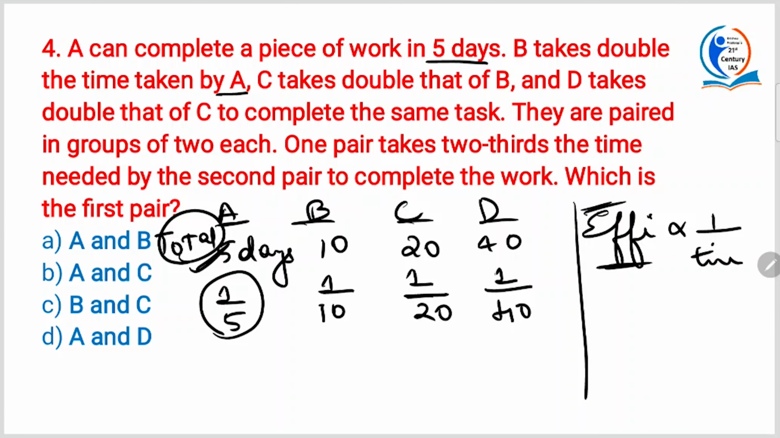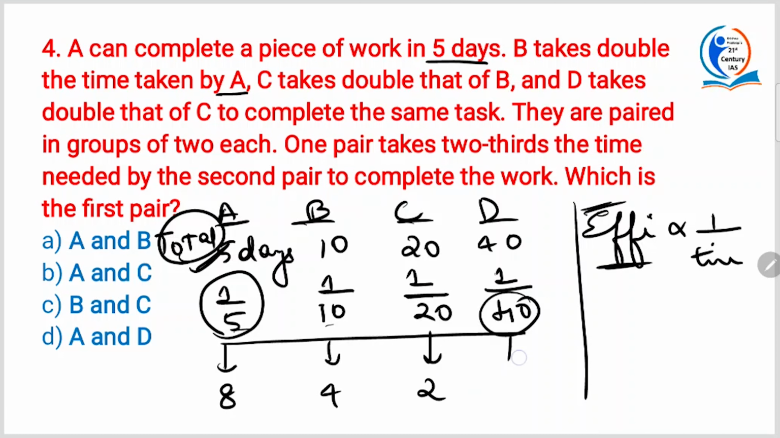So, to make it easy for the fractions to be comparable, let us multiply it with 40, because we're taking the LCM of 5, 10, 20 and 40. So, 40 is the LCM, right? So, how much will you get? You will get 8 here. You will get how much? You will get 4. You will get 2 and you will get 1. Okay, this is one way of doing.